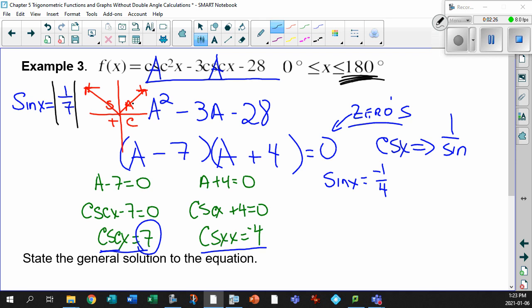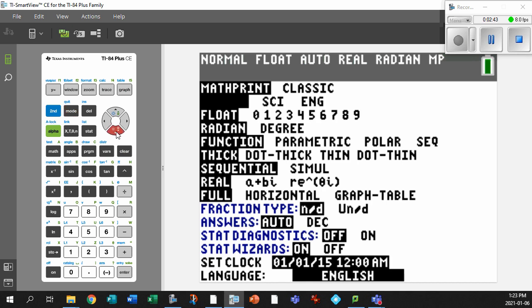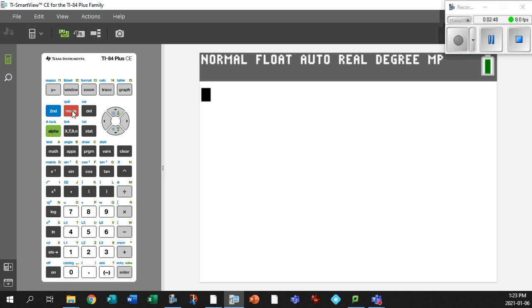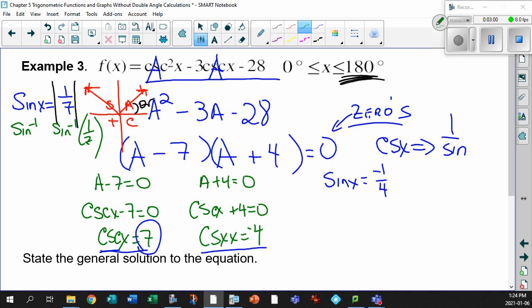So let's find this theta reference right now. Bringing up my calculator, I realize that it's in radian mode. That means I've got to change it again. I wish we could make up our mind. All right, so mode, degrees, enter, second quit. Perfect, we're ready to go. Now, what value do I need? I need the inverse sine of both sides of 1/7.